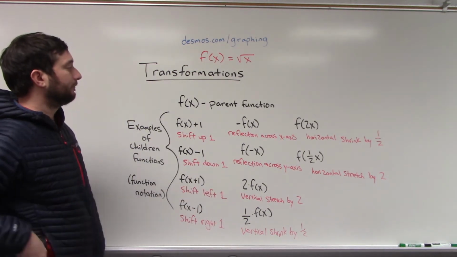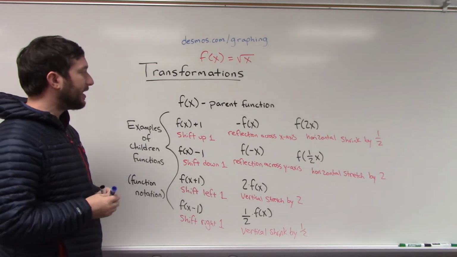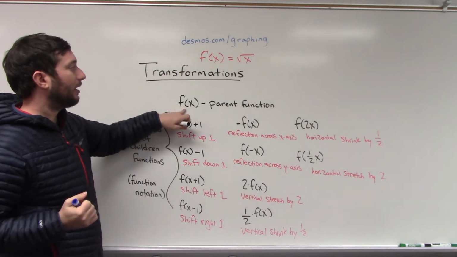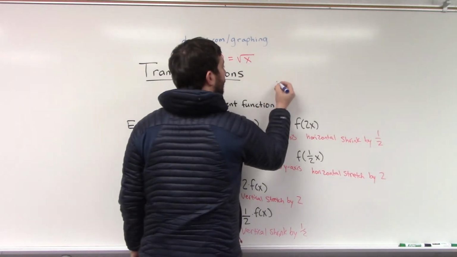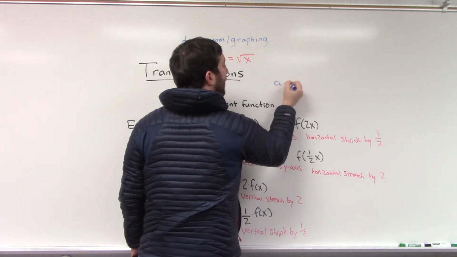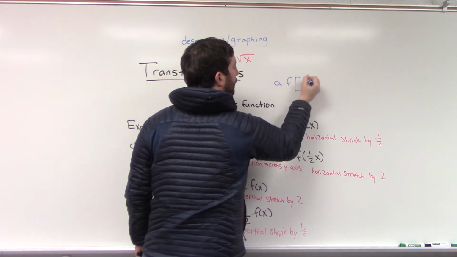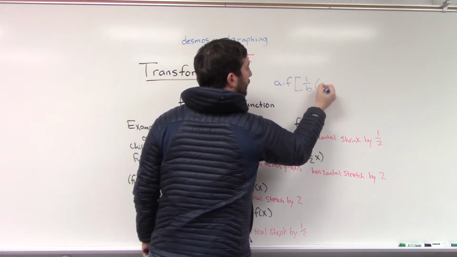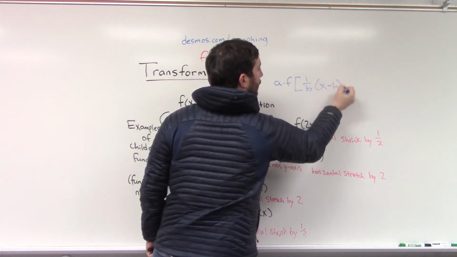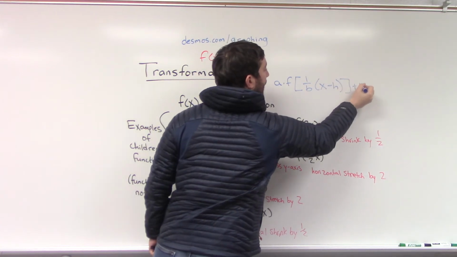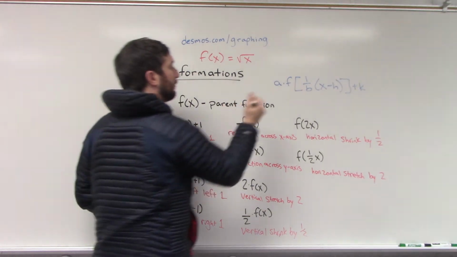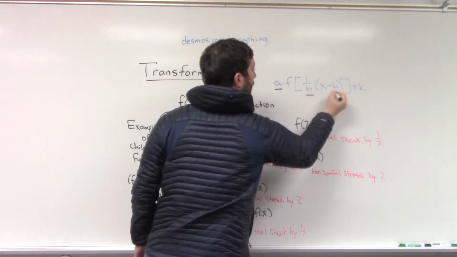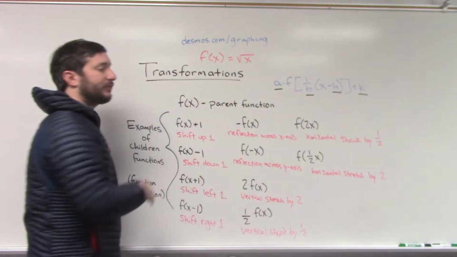And the way that these have changed your parent is by changing different letters of this formula: A, B, H, or K. A, B, H, and K. If you change one of these numbers, that's going to mean one of these transformations has happened.